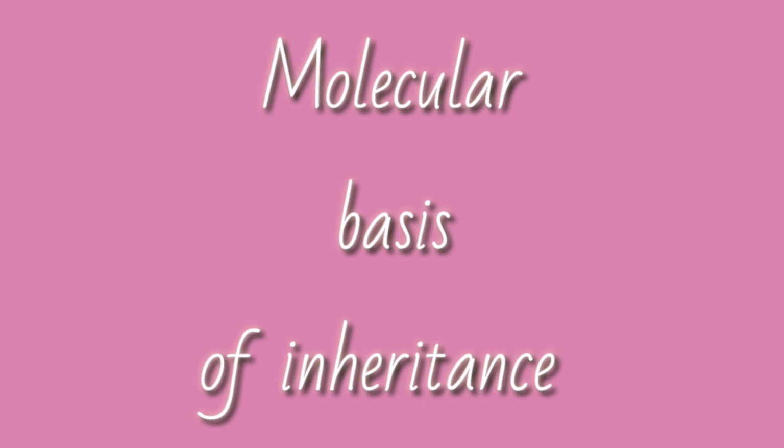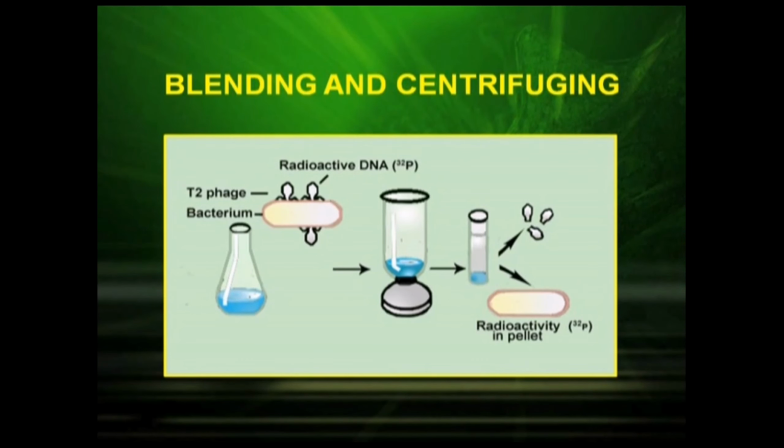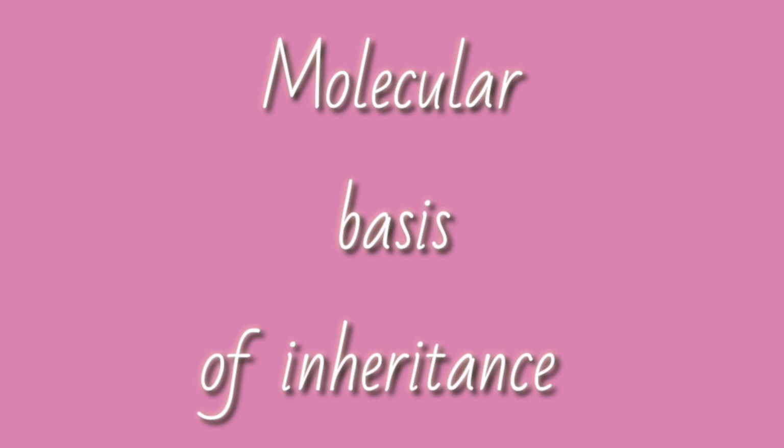Now they used two types of radioactivity. The one was P32 and the other was S35. After infection, the next step was blending and centrifuging. To their surprise, they found, after centrifugation, two components, the one was the supernatant and the other was the pellet.